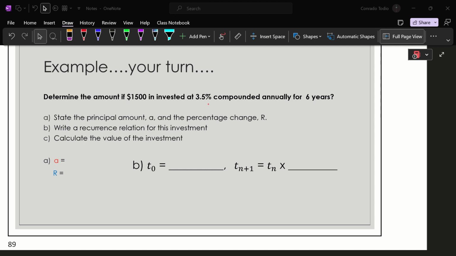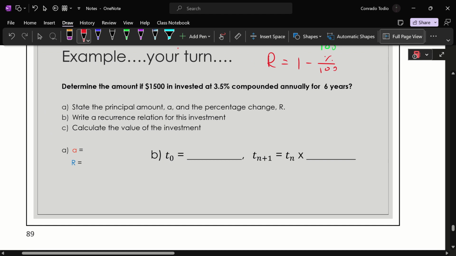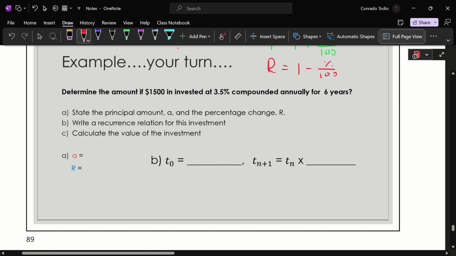In this question, this person's investing 1,500 at this rate for 6 years. Remember the two R's that you're using. If it's increasing, it's R equals 1 plus percentage over 100. And if it's decreasing, it's going to be 1 minus percentage over 100. So in this question, if you're investing money, where is it going? It's going to go up because it's going back to you. So just keep that in mind.